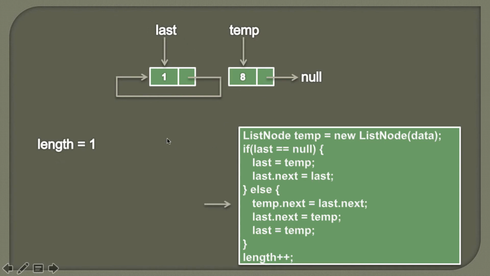And how to reach the first node? We know that currently the node which is referred by last, its next is the first node. Therefore we are simply assigning last.next value to temp.next. So it would look something like this.